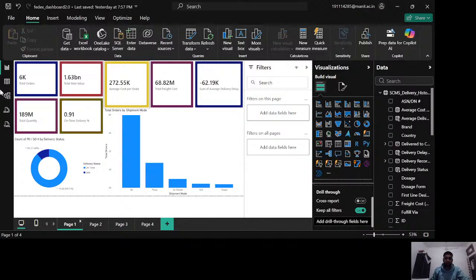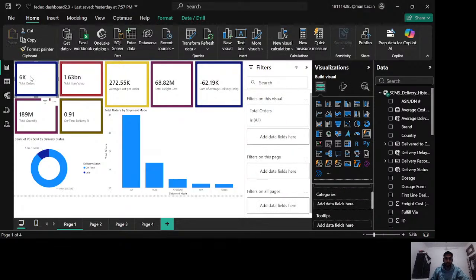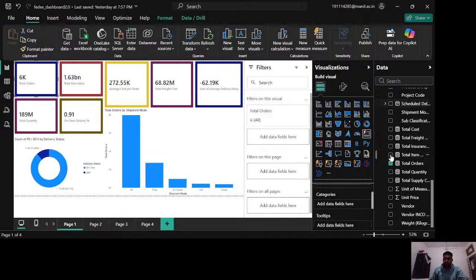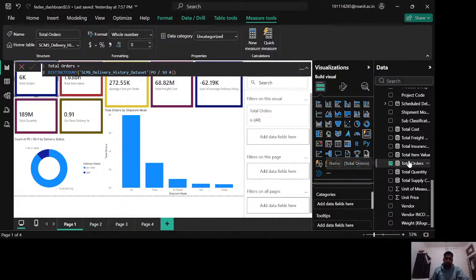So moving on to our dashboard, in the first page we have the first KPI, which is total order, and we have created a measure for this. It can be calculated by the function distinct count on purchase order and sales order.